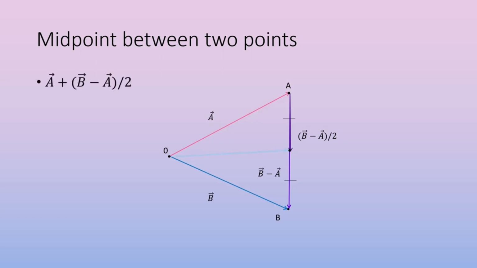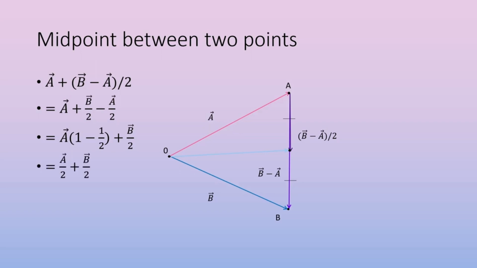So we have A plus (B minus A) all over 2. And then you can distribute that 1/2. And then you can group the A terms. And then you subtract 1/2 from 1. That gives you A over 2. And then you can factor out that 1/2. So it's vector A plus vector B over 2. So that is your vector that would take you to the midpoint between point A and point B.